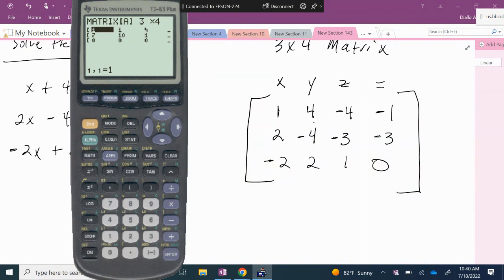All right, so now we're going to put in our coefficients. And for every element, you just want to hit enter. Make sure if you're putting in a negative number, you use the negative key, okay, and not the minus key, because it will give you an error.